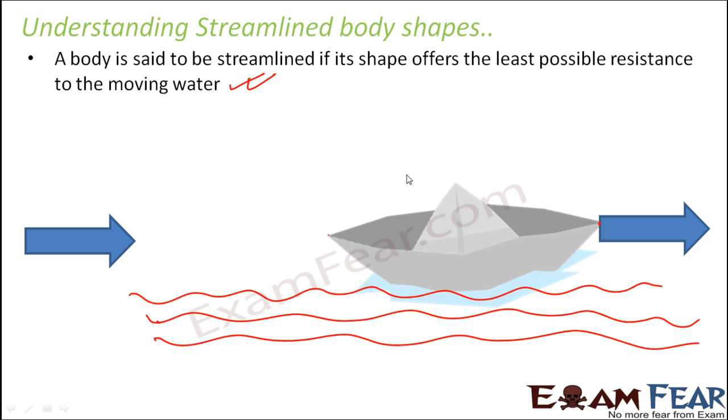So when you make a boat, you make it in this shape such that it is broad in the middle, but tapered at the ends. Both the ends are tapered and it is broad in between, and then when it moves on water, the tapered ends lie along the direction of the water flow.